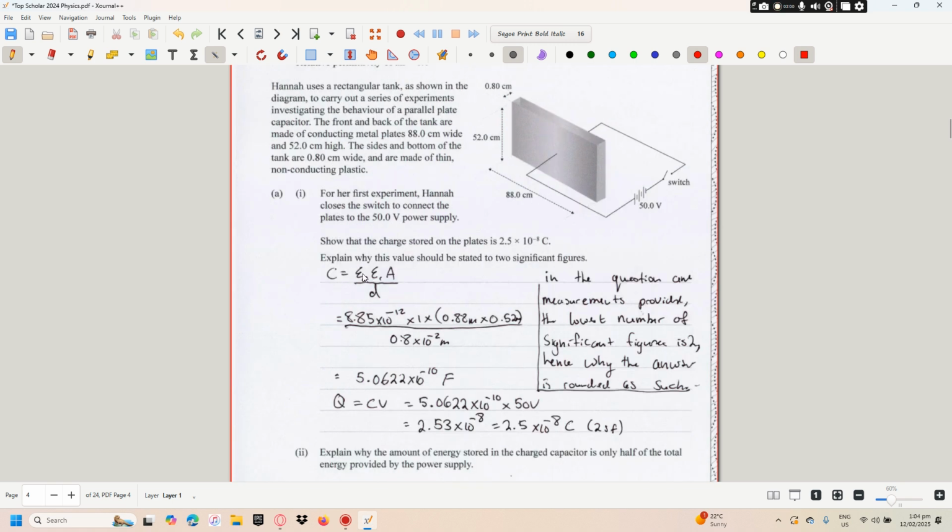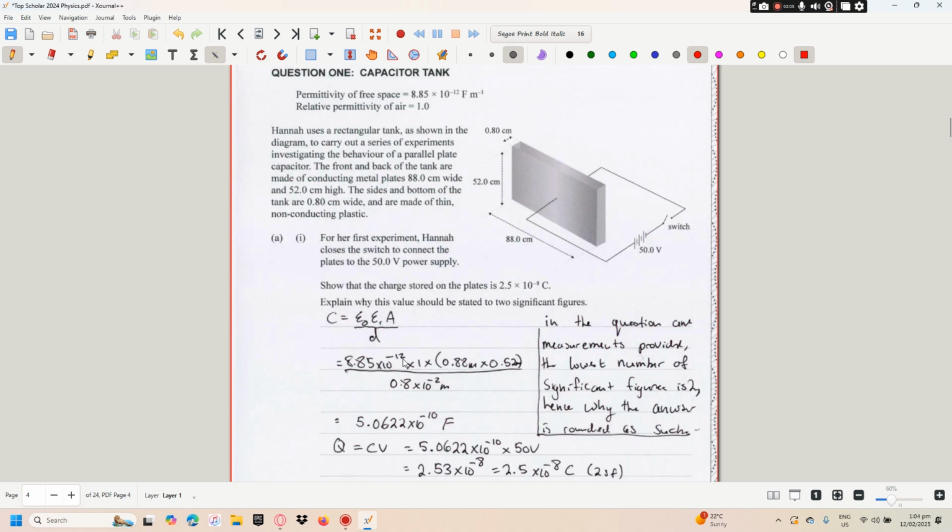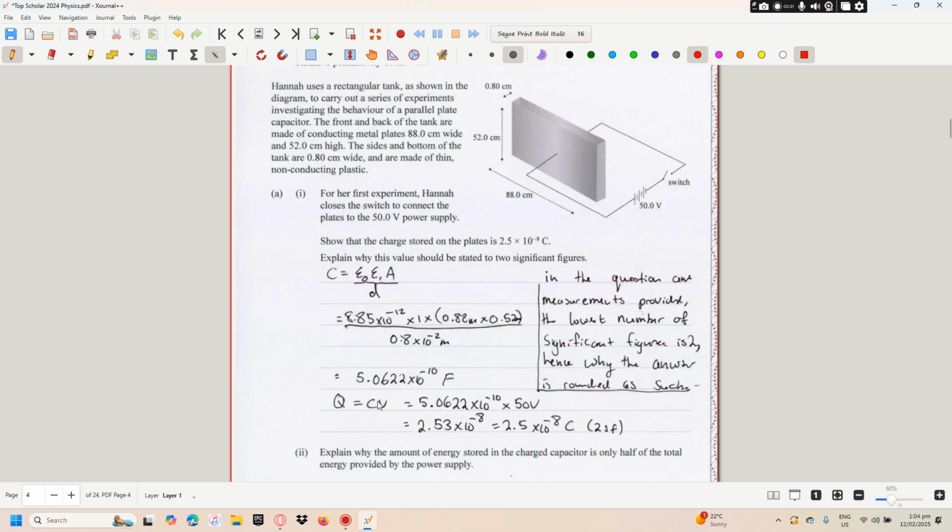You get your equation, C equals ε0 times εr times area divided by distance. So we got the permittivity of free space times 1, because that's the relative permittivity of air, times the enclosed area, which is just 52 centimeters times 88 centimeters. So remember SI units, put it in meters, and then divide by 0.8 times 10 to the minus 2 meters, or 0.8 centimeters. And you get this many farads, and then we apply Q equals CV. So Q equals this times 50 volts, and you get this number, and then you round to 2.58.